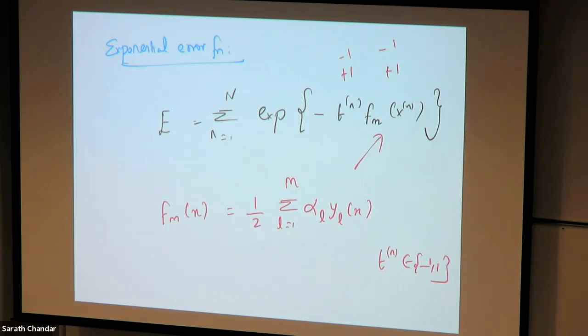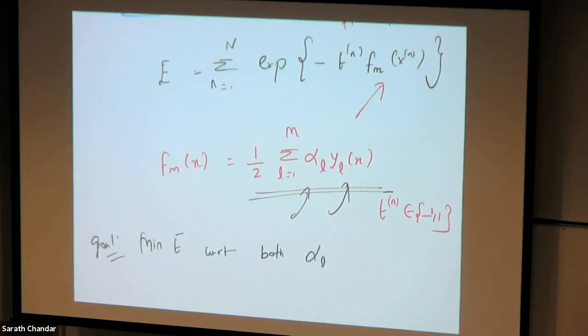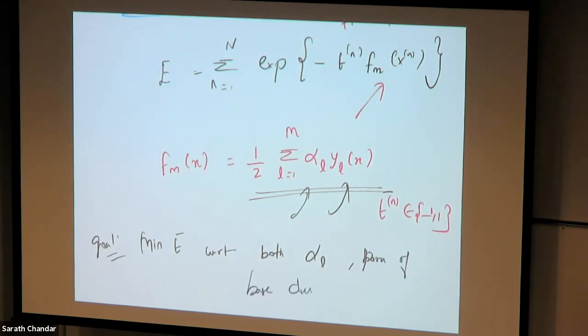Okay. Now, however, this is not an easy error function to minimize because of this combination of many classifiers. There are two things that we have to learn. We have to learn the base classifier parameters, and we also need to learn these alpha parameters. Is that clear? Our goal is to minimize this exponential error function with respect to both the weighting coefficients alpha_l and also the parameters of the base classifiers y_l of x.